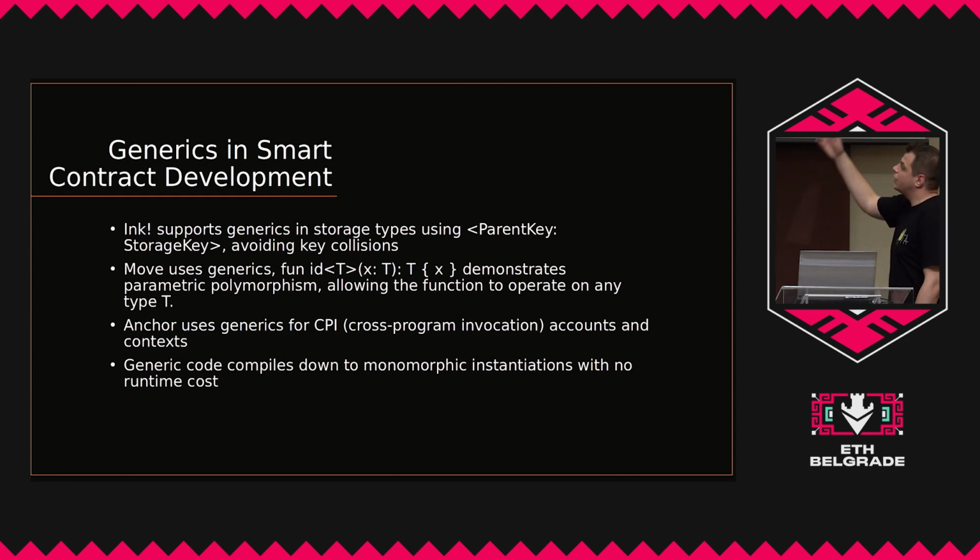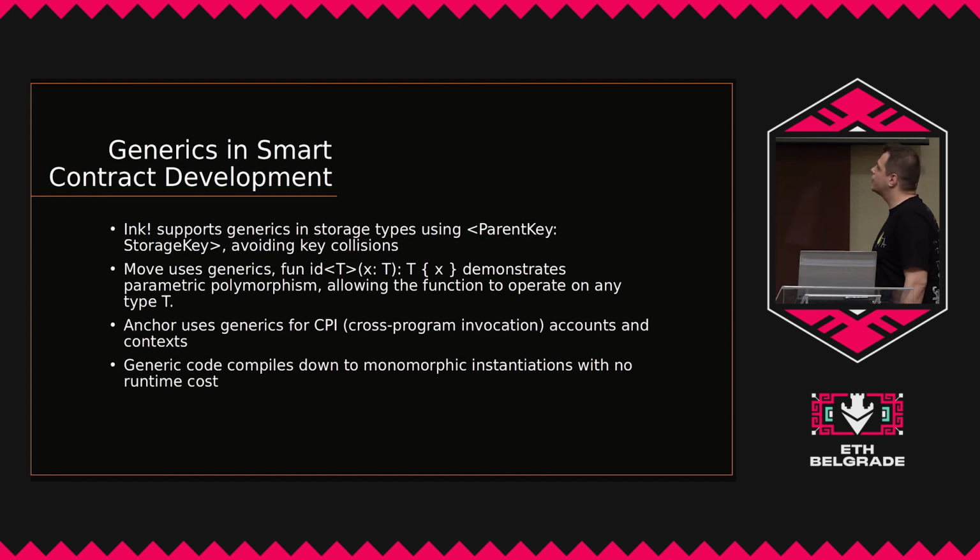Generics in smart contracts. Ink supports generics for storage. Move uses generics like in this example for the ID function, which demonstrates polymorphism, allowing the function to operate with any type T. For example, we could send a uint or a string to this function, and it will always return the same type as we send it.